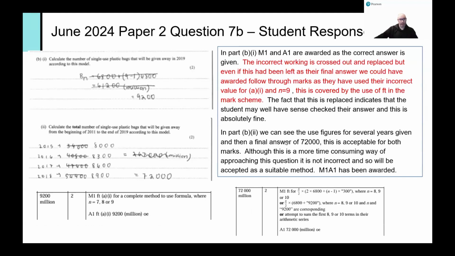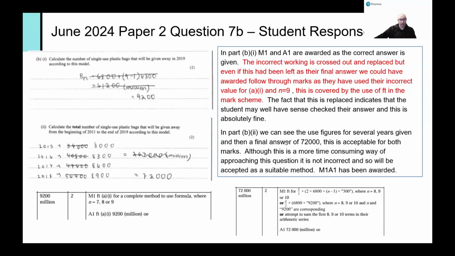For part 1 of B, they get the method mark and accuracy mark. You can see here that the incorrect working is crossed out and then replaced. But even if it had been left as the final answer, we would have awarded follow-through marks. If they had not corrected the answer, they would have got follow-through marks if they'd used that. It has a little FT in the mark scheme, so that's why we can use it.